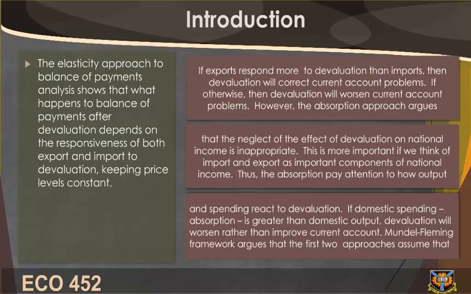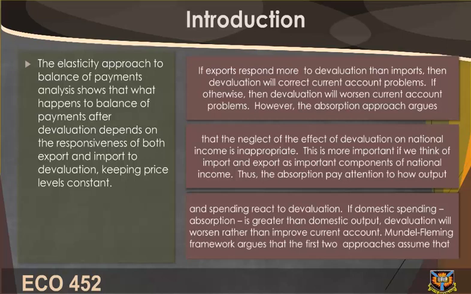However, the absorption approach argues that the neglect of the effect of devaluation on national income is inappropriate. This is more important if we think of import and export as important components of national income. Thus, the absorption approach pays attention to how output and spending react to devaluation. If domestic spending (absorption) is greater than domestic output, devaluation will worsen rather than improve current account.